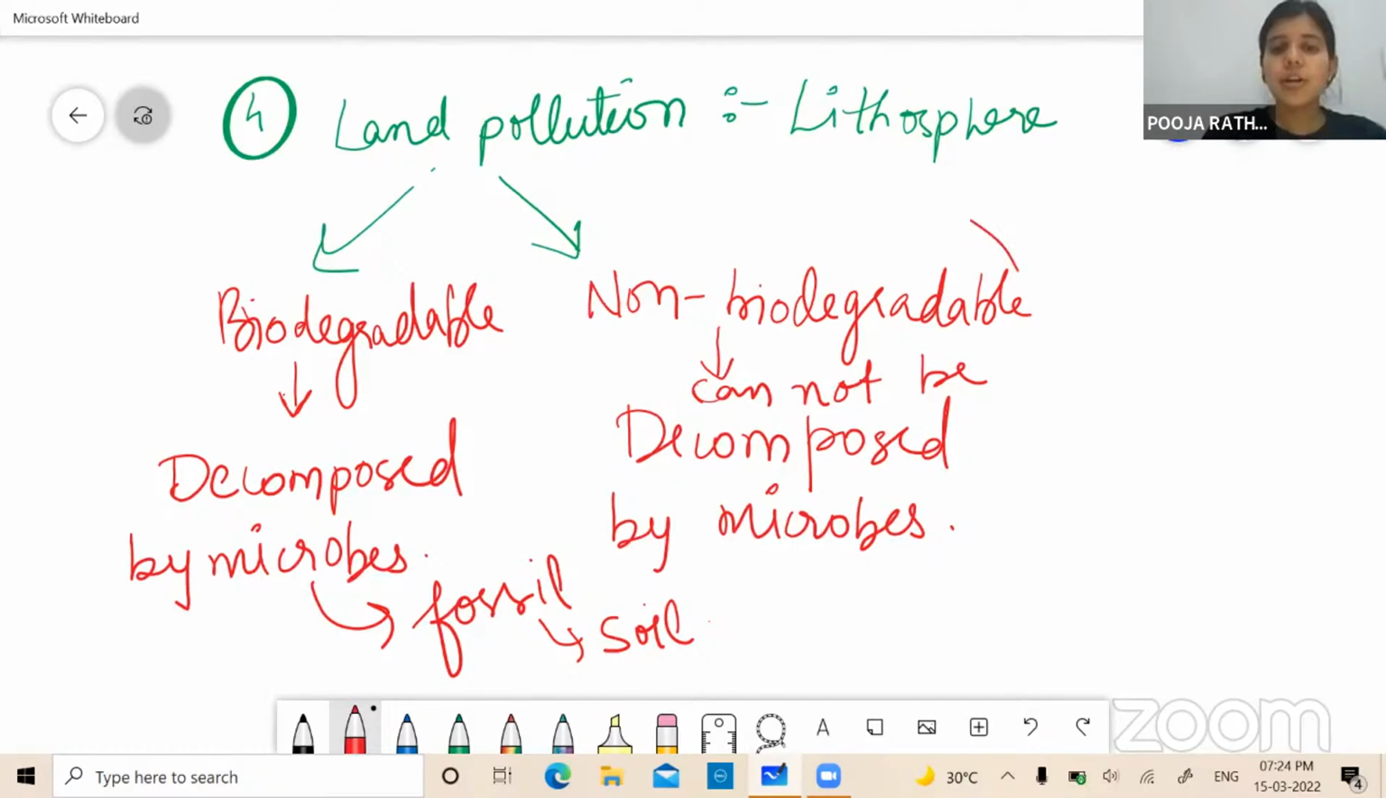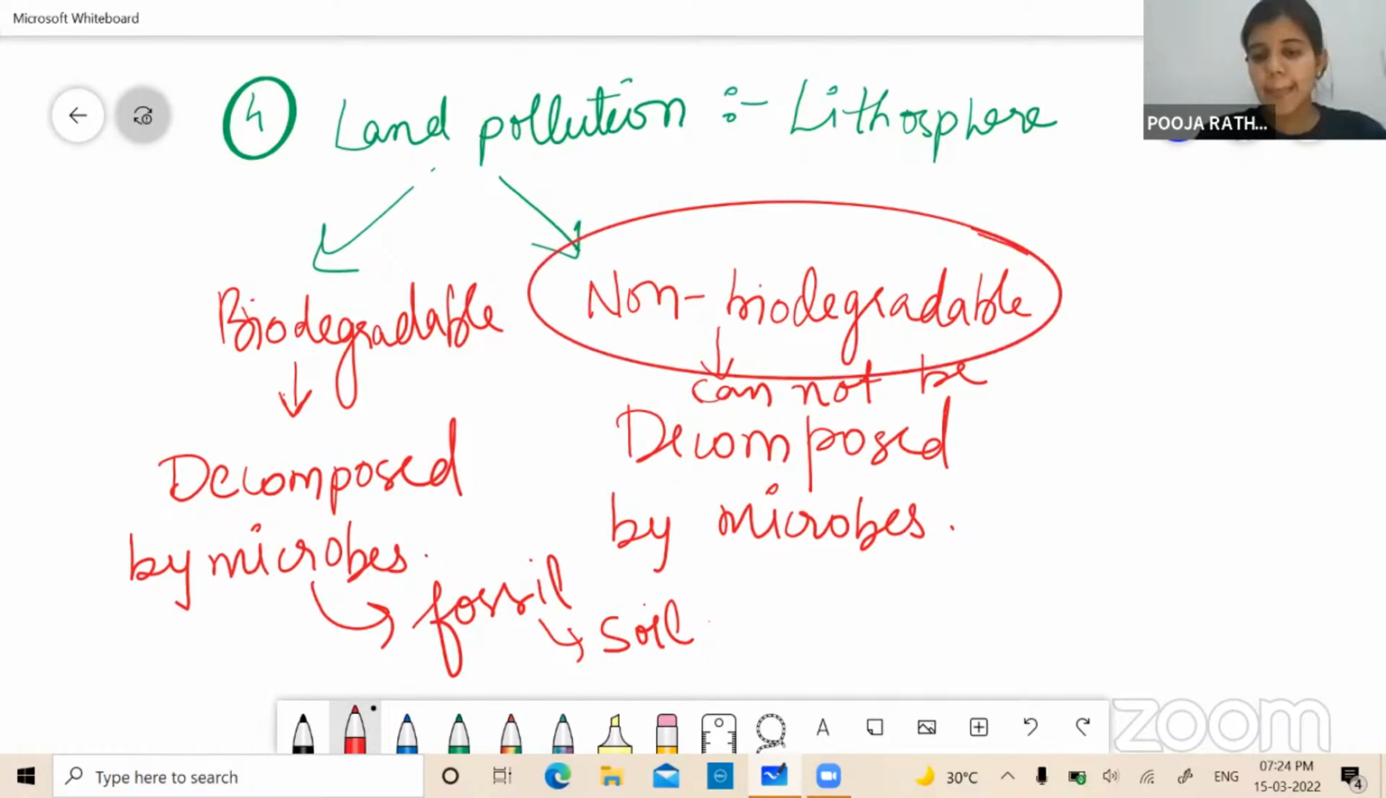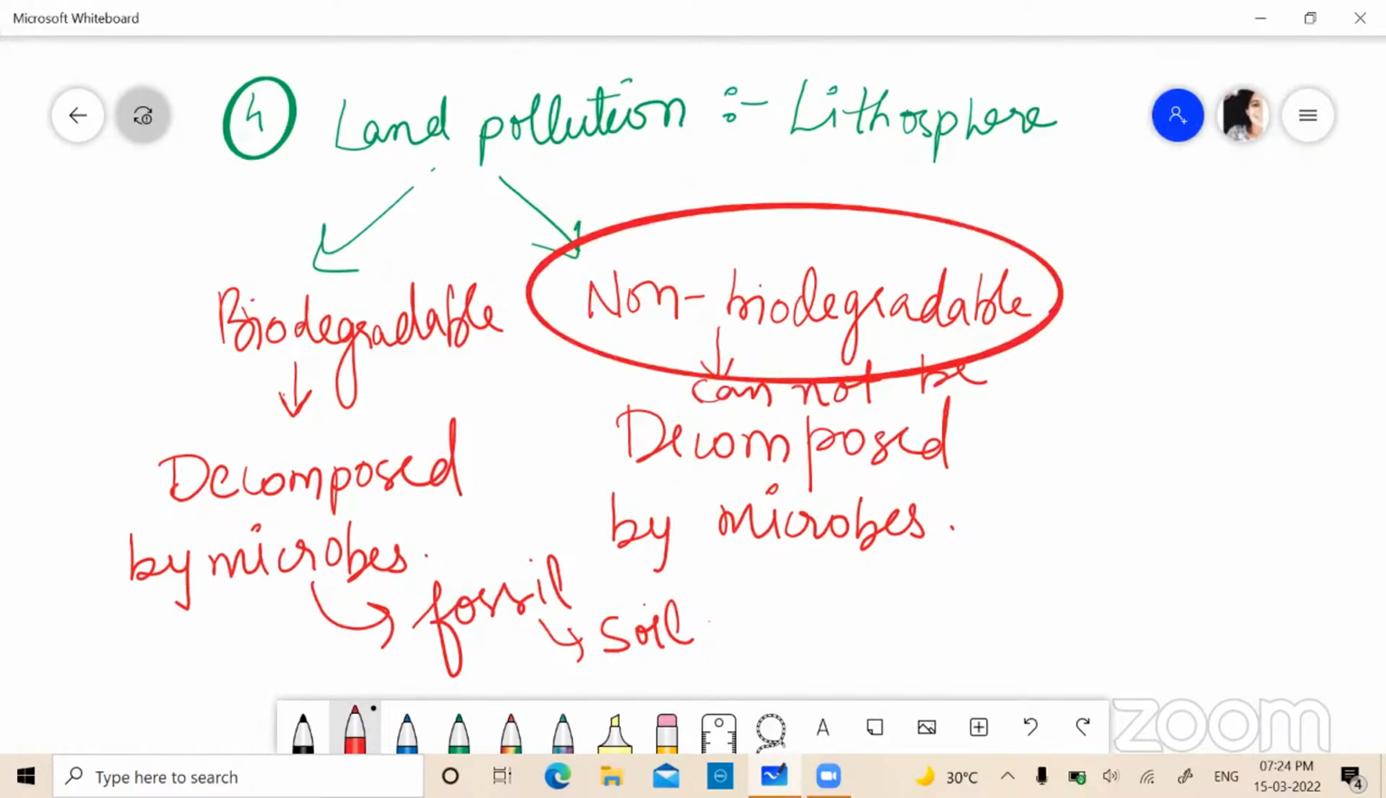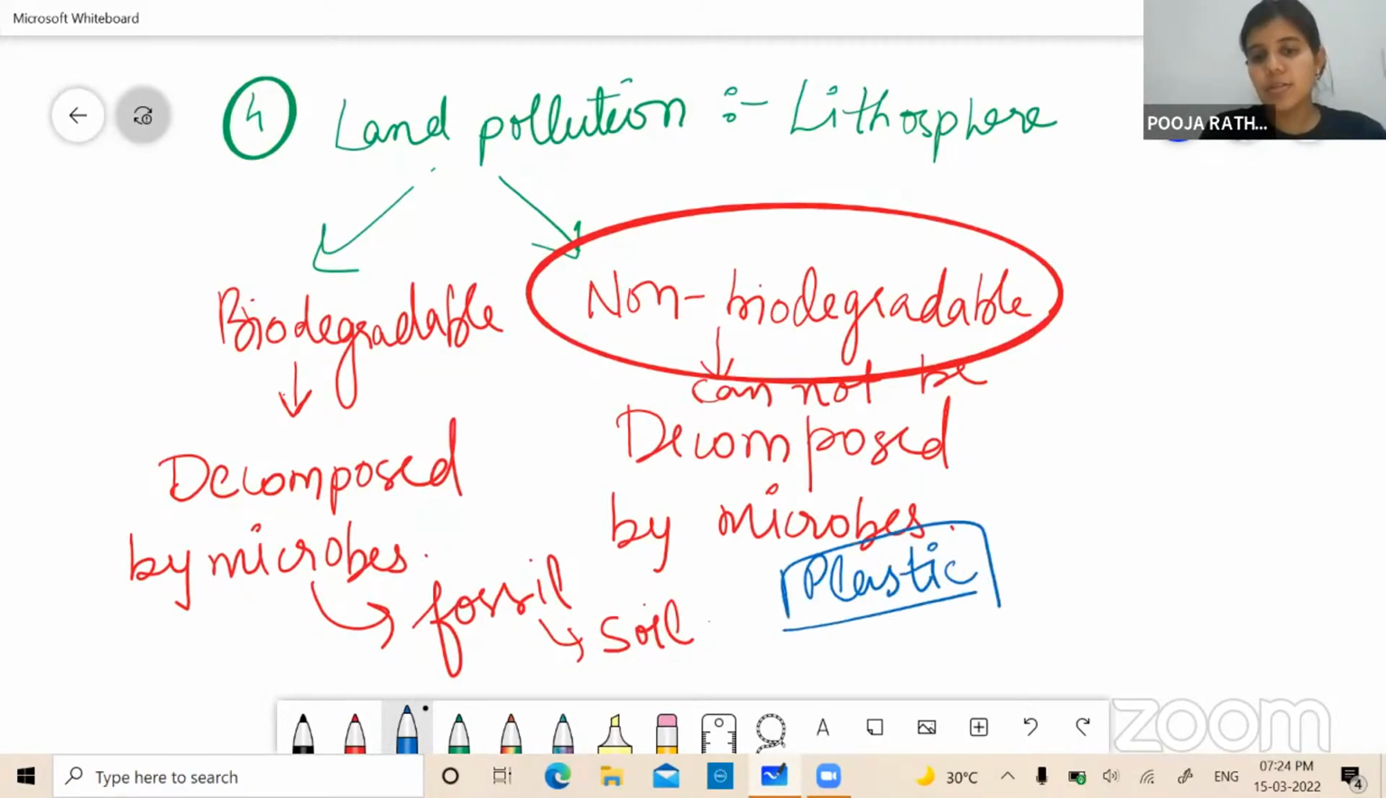what comes under non-biodegradable waste, can anyone name them? Ma'am, like plastic waste. Clothing. Yes, plastic, mainly plastic comes under non-biodegradable waste, and that's the main reason it cannot be decomposed by microbes, and we are facing so many issues due to this plastic.